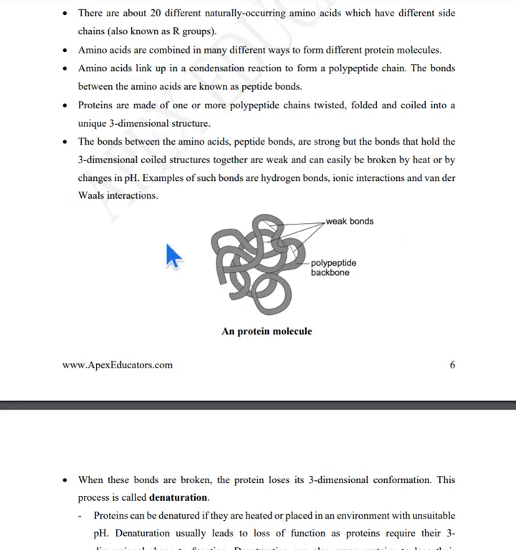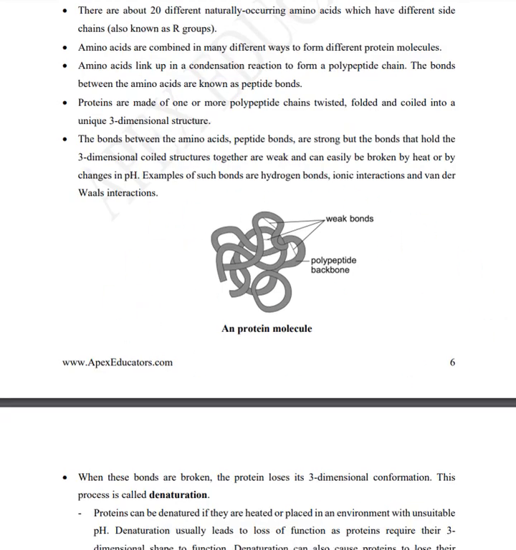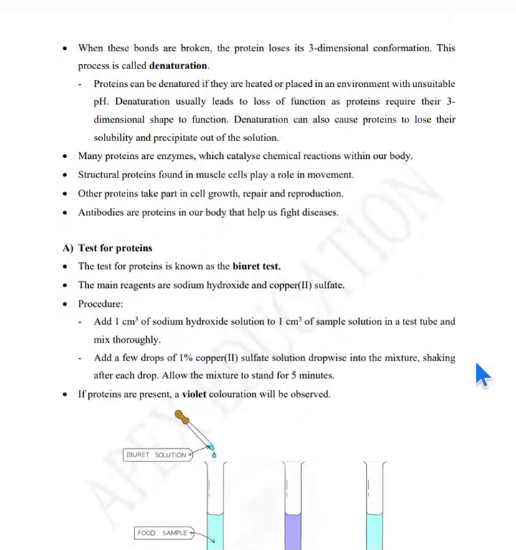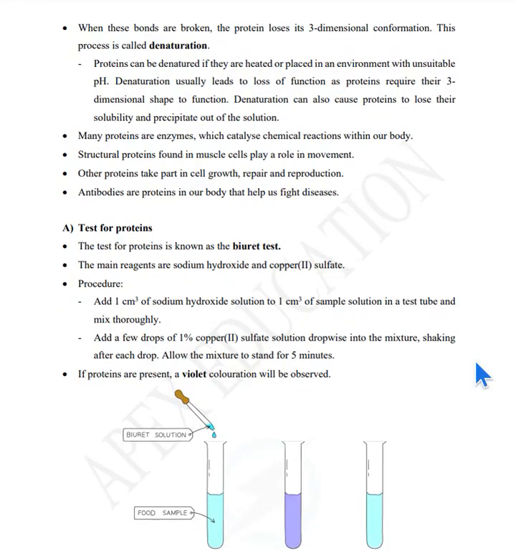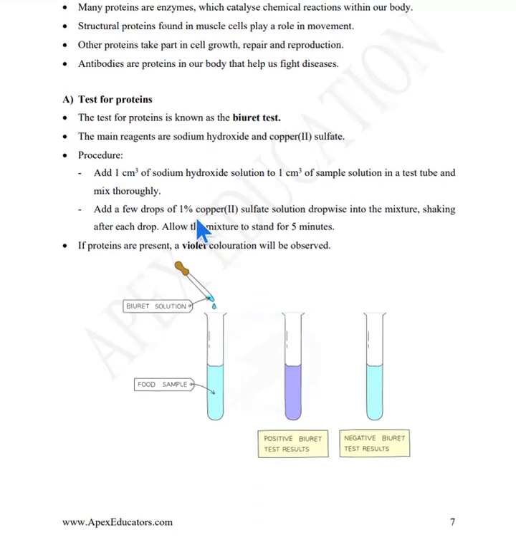This is what a protein molecule looks like. You don't need to memorize it because the question will give it to you. But you do need to know what denaturation is. Proteins will be denatured if they are heated or placed in an environment with unsuitable pH, and denaturation usually leads to loss of function as proteins require their 3D shape to function.